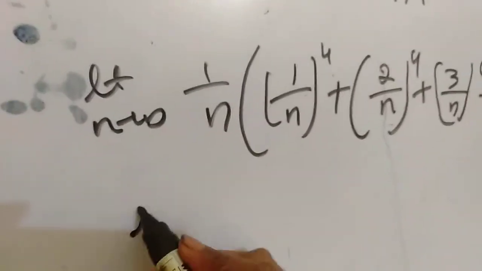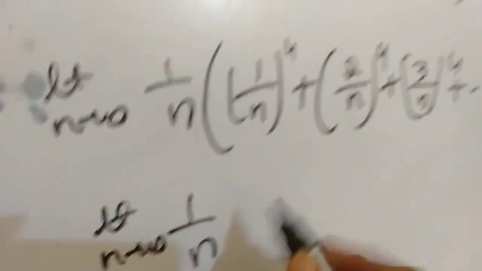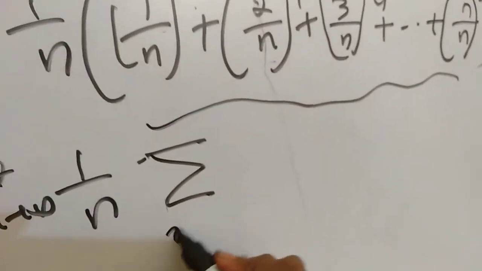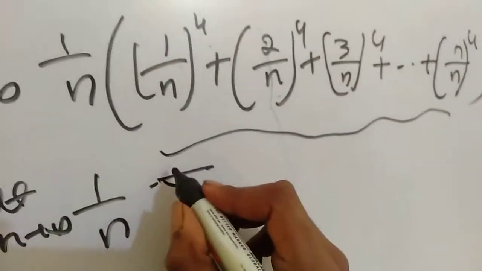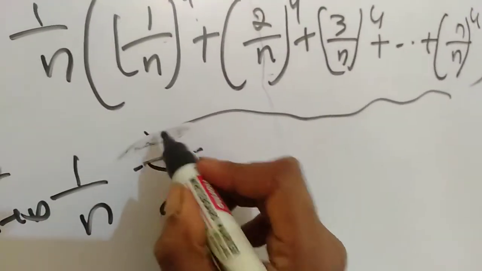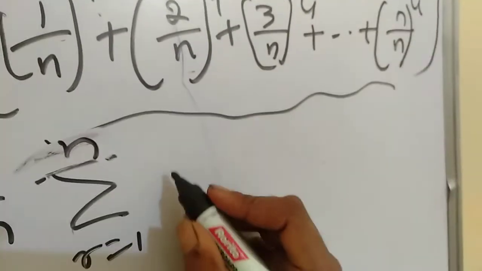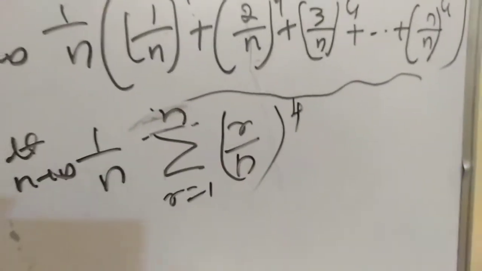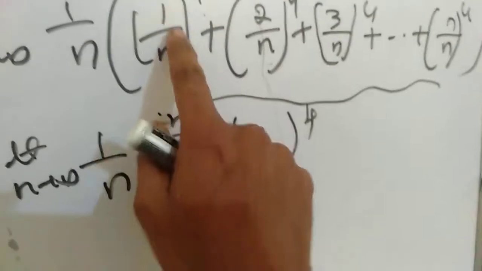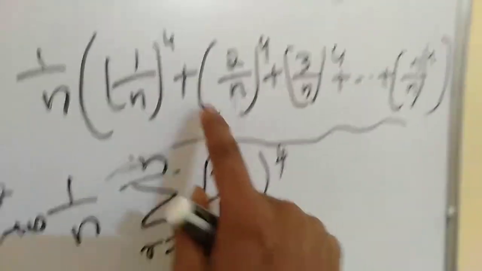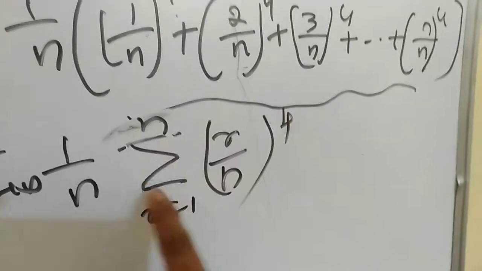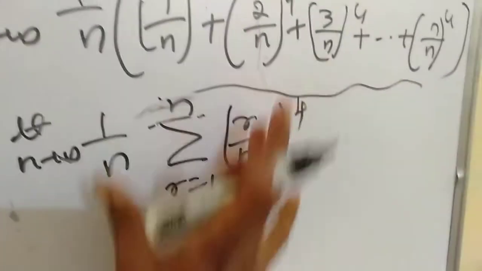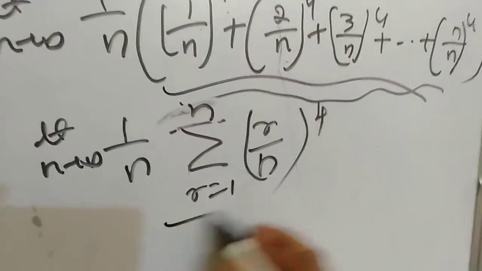This comes, and the limit as n tends to infinity of 1/n, this converts into summation form, summation r equal to 1 to n, and this becomes (r/n)⁴. We take r equal to 1, then we get (1/n)⁴ plus, r equal to 2, we get (2/n)⁴, and so on, plus we take r equal to n, then we get (n/n)⁴. That's why I take this in the form of summation form.